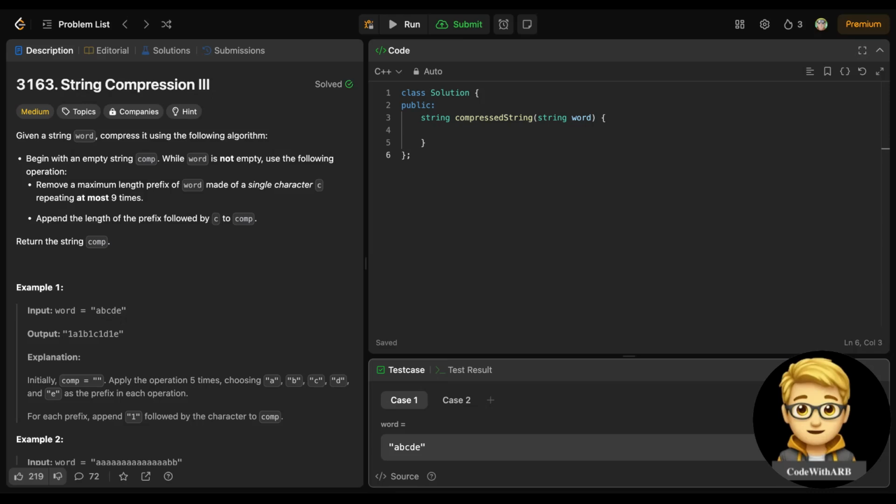Hello everyone, we will solve today's LeetCode problem. It's String Compression 3. It's a LeetCode medium, but it is an easy one, right? It's just an implementation question. Let's see what the question is asking.